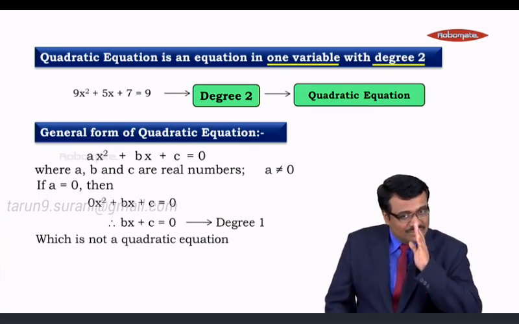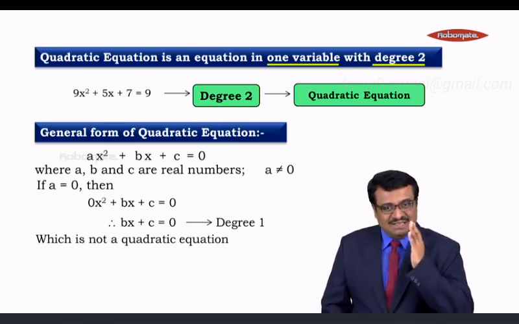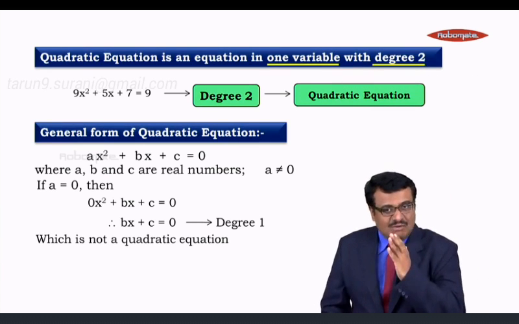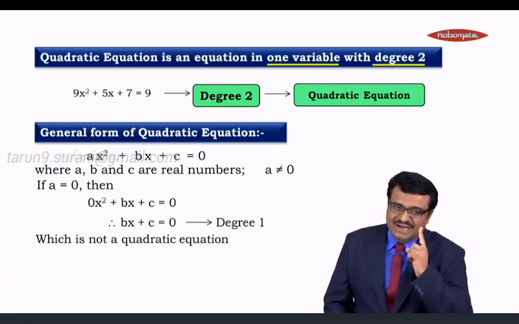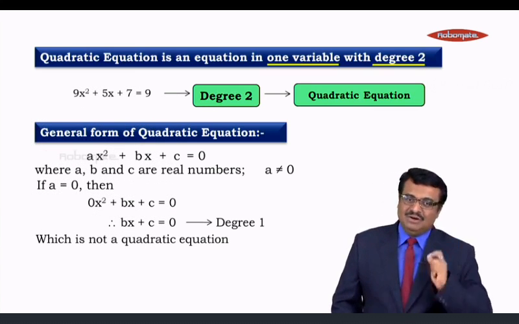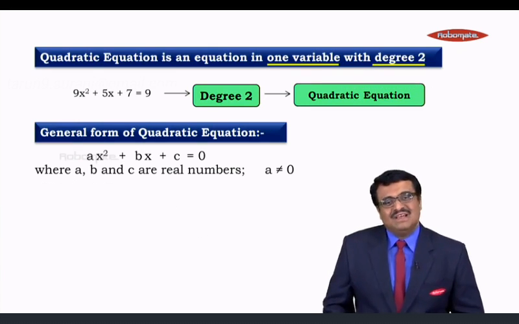Right? So, the condition ax square plus bx plus c is equal to 0 is the general form of a quadratic equation, where a, b and c are real numbers, but one very important condition: a should not be equal to 0. Okay. Now, let us check the others.